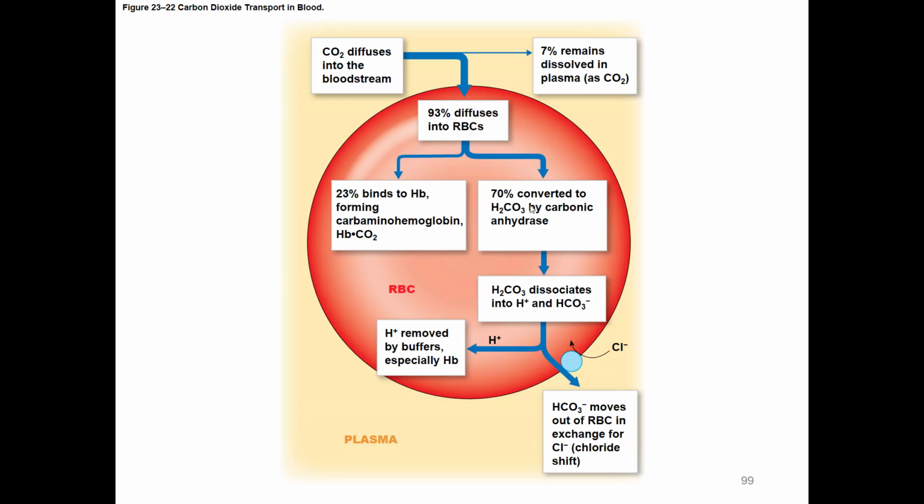Again, 70% converted to carbonic acid, H2CO3. We break carbonic acid up into H+ and HCO3-. HCO3- is kicked into the plasma in exchange for a chloride. The H+ will be buffered by hemoglobin, which leaves 23% that will bind directly to hemoglobin, forming carbaminohemoglobin, or HbCO2. So these are the 3 ways that we will transport CO2.